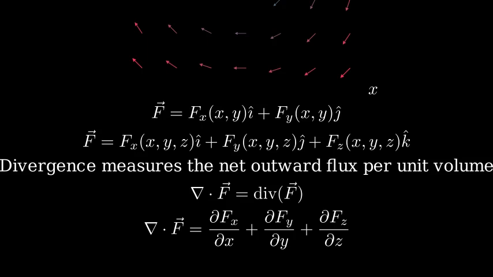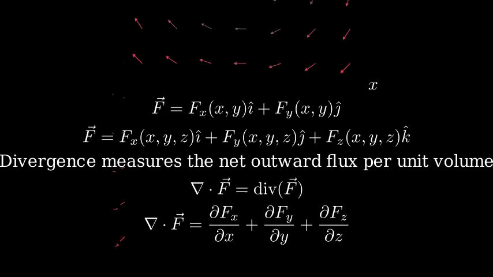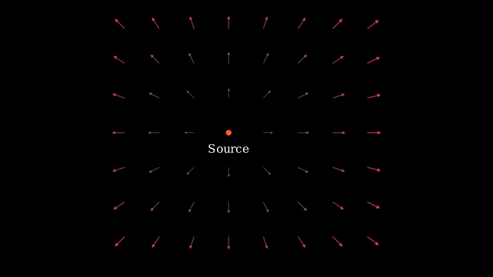Let's visualize what positive divergence looks like. Imagine a vector field where vectors are pointing outward from a central point, like water spraying from a fountain or air being blown from a fan. At the central point, we'd observe a positive divergence because more flow is leaving this point than entering it. We call such a point a source. If we were to draw a small circle around this point and measure the net flow across this boundary, we'd find more arrows pointing out than in, resulting in a positive flux.